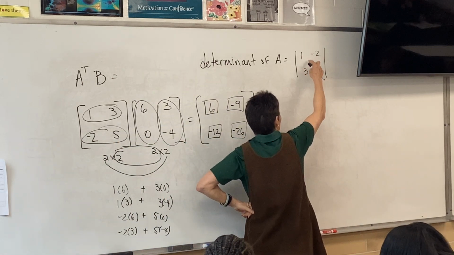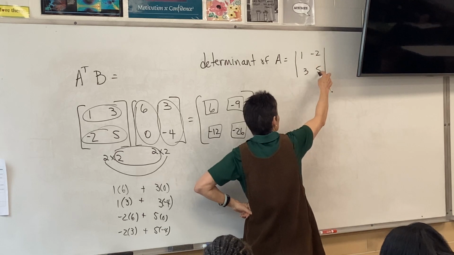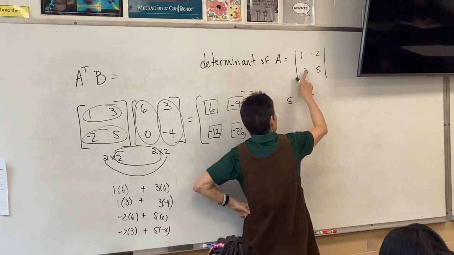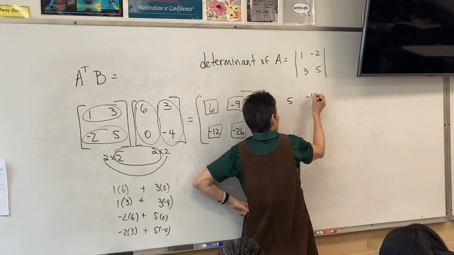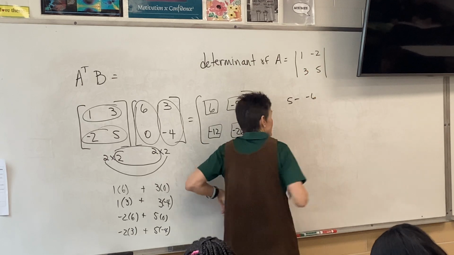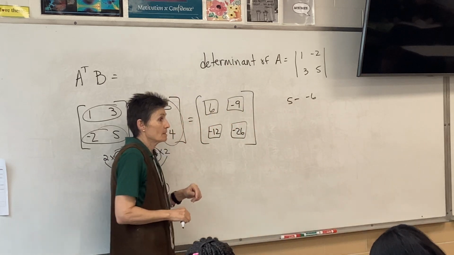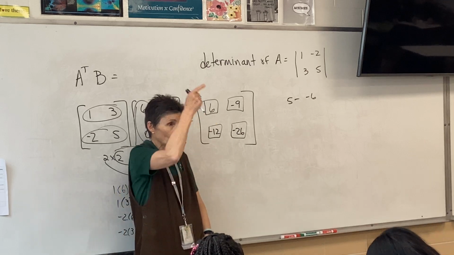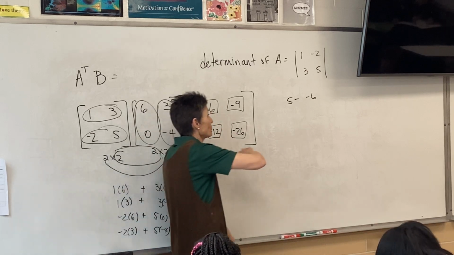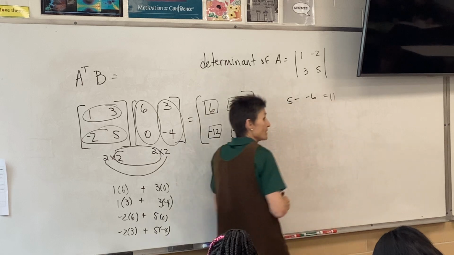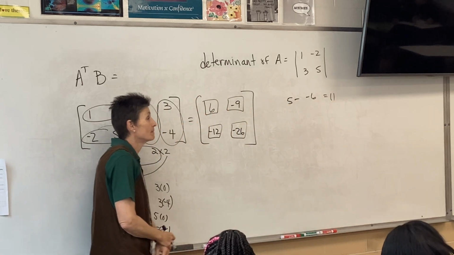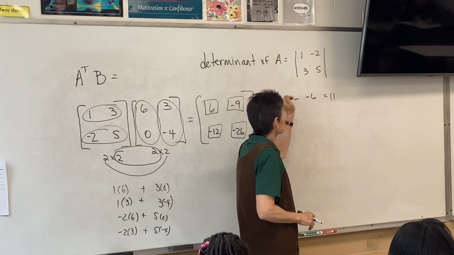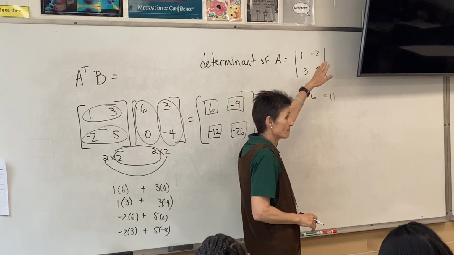Look. I'm multiplying these two numbers together, and I get 5. I'm multiplying these two numbers together, and I get negative 6. And then I subtract them. So it's this product minus this product. So the answer to the question is just 11. That determinant is just 11. Always start here. It's always this one minus this one. Always.